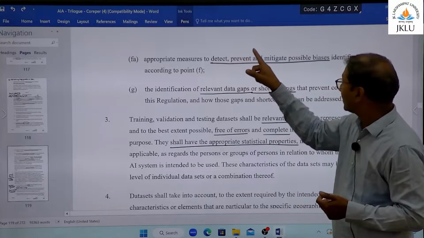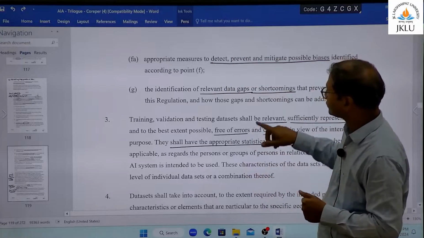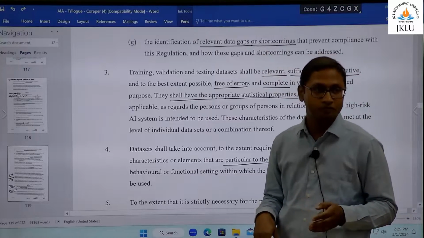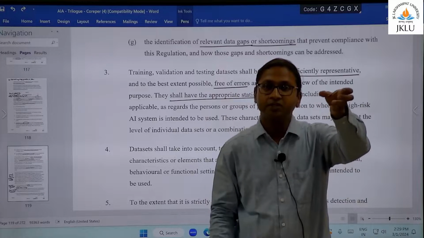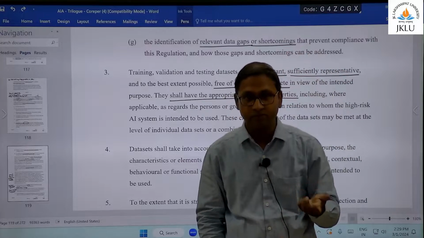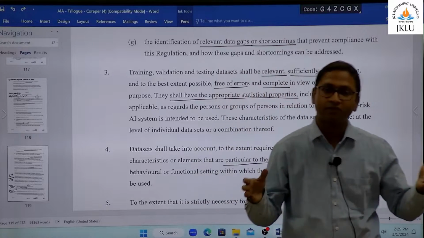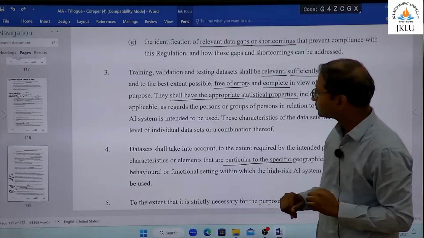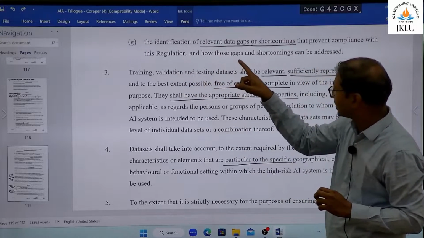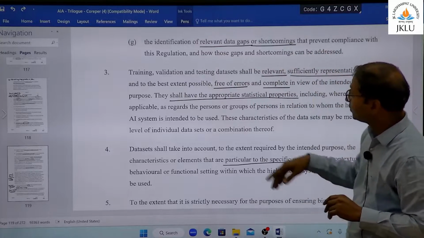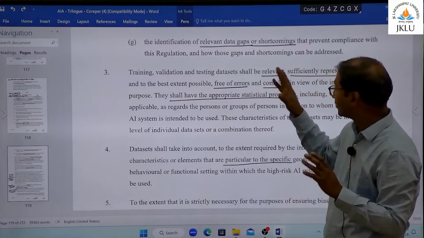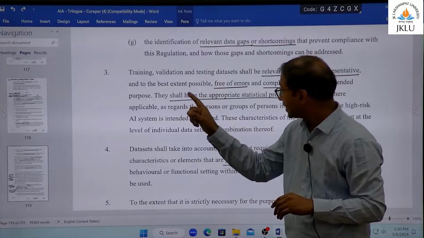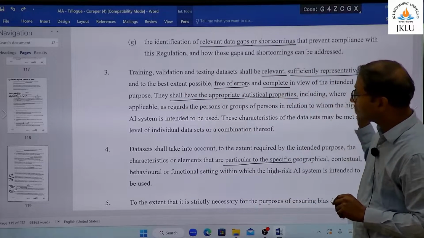Appropriate measures to detect, prevent and mitigate possible biases. Identification of relevant data gaps. So, remember you might have data sets in which some values are missing, or you might have data sets in which, let us say, you forgot to collect one particular feature. Now, training, validation and testing data sets shall be relevant, sufficiently representative and to the best extent possible free of errors and complete in view of the intended purpose. They shall have appropriate statistical properties including where applicable.